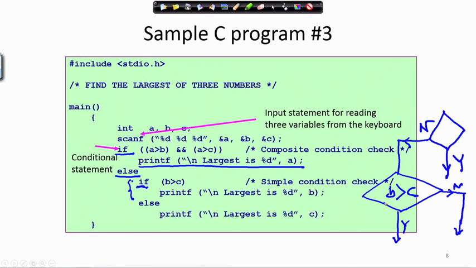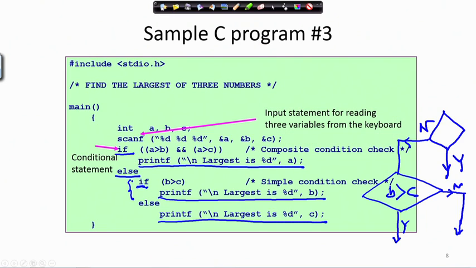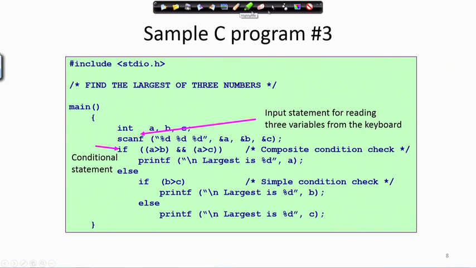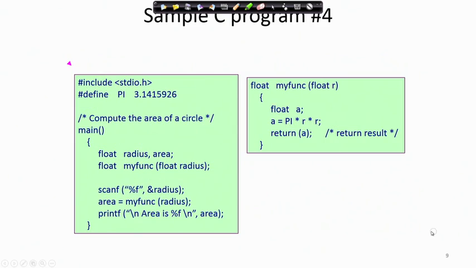Now, here again in the second block I am checking if B is greater than C. If this condition is true, or yes, this will be executed. If it is false, then this statement will be executed. So, it is a little more complicated program, but a very useful example. All right. You see the comments we have already mentioned.